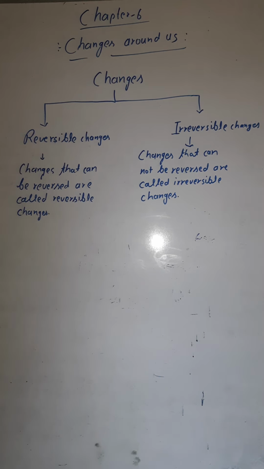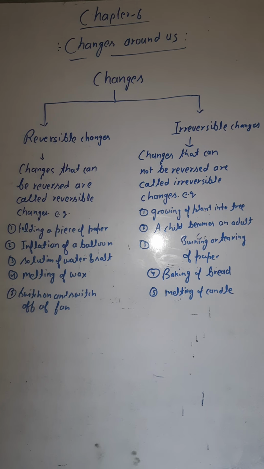We would be writing some examples that I have just told you. So here I have written some examples that I have already told you. Examples of reversible changes are folding a piece of paper, inflation or deflation of a balloon, solution of water and salt, melting of wax, and switching on and off of a fan. So these are some examples of reversible changes.